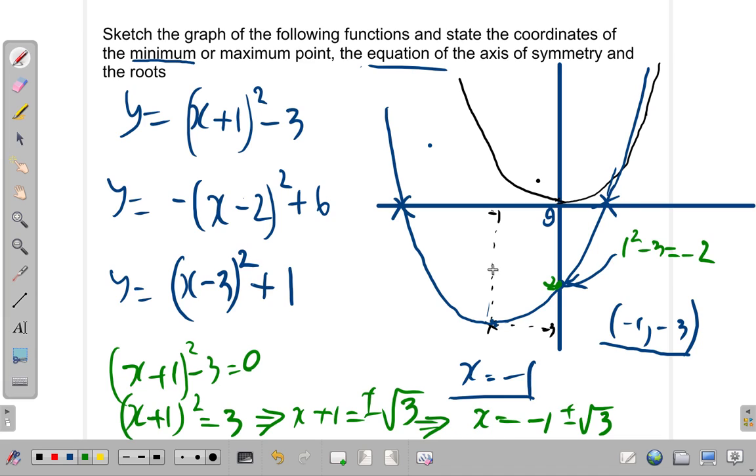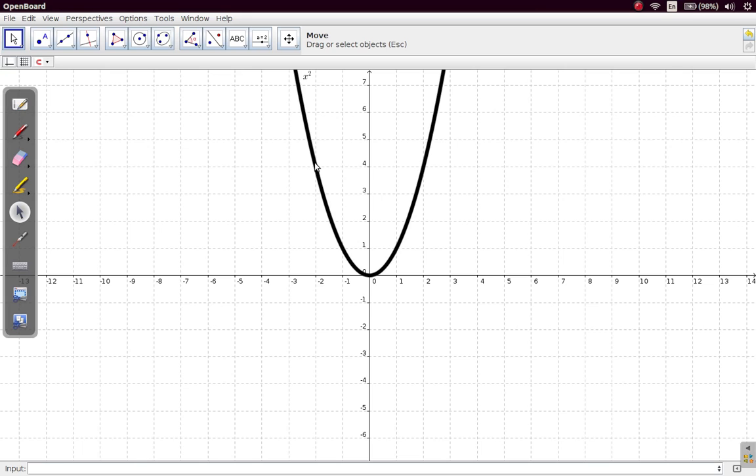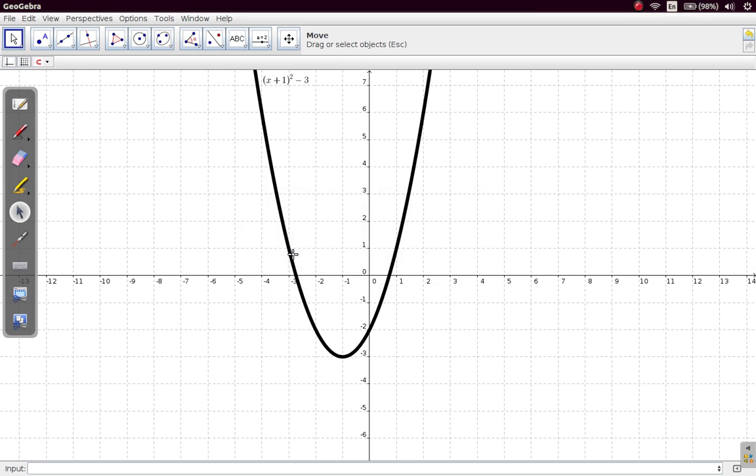So the roots would be negative 1 minus square root of 3, which should be right here, and the other one would be negative 1 plus the square root of 3, right there. Now let's plot the graph using GeoGebra and see what would happen. x plus 1 squared minus 3. So this was x squared. Let's make it x plus 1 close bracket squared minus 3. Okay, there we have it.